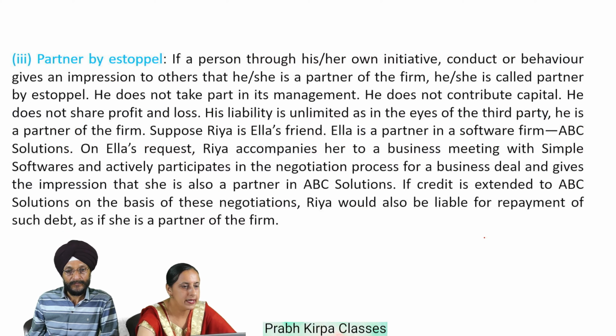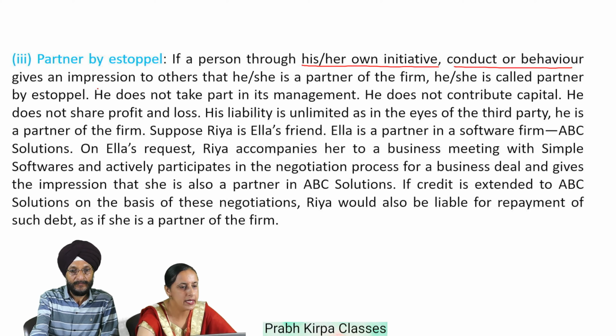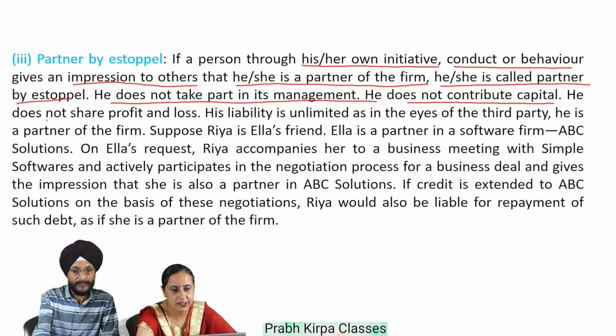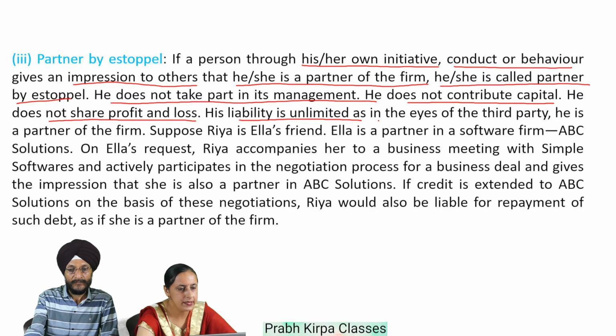Third, partner by estoppel. If a person through his or her own initiative, conduct or behavior gives an impression to others that he or she is a partner of the firm, he or she is called partner by estoppel. He does not take part in its management. He does not contribute capital. He does not share profit and loss. His liability is unlimited, as in the eyes of the third party he is a partner of the firm.